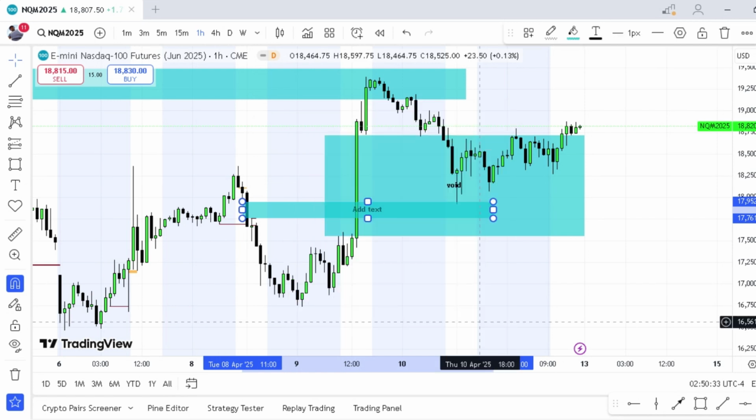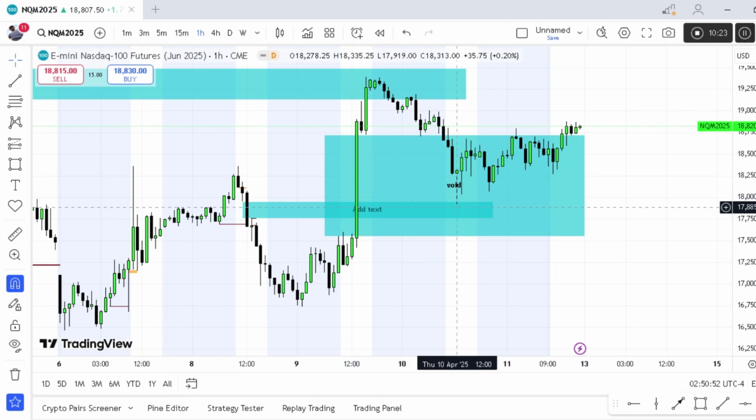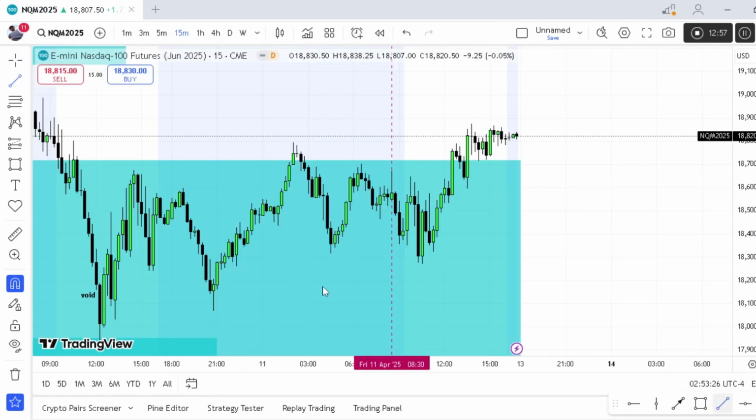Here the price came within the 4-hour void, and it came to hit this 1-hour inverse fair value gap and started pushing high immediately. So after this has been marked, we will drop into the 15-minute time frame to look for a liquidity sweep prior to 8:30 New York time. And here we have already marked our 8:30.